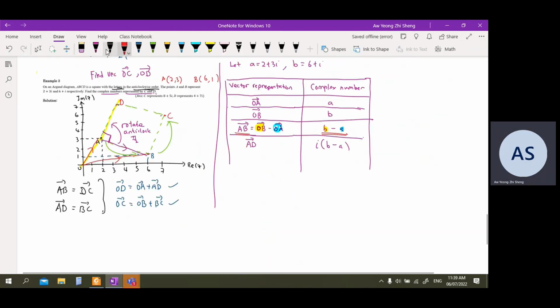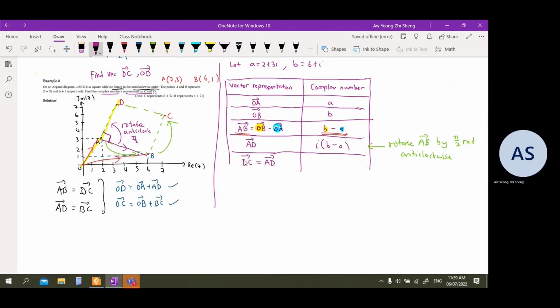Let me just comment at the side. This is actually rotating vector AB by pi over 2 radians anti-clockwise. We just need to multiply it by i using what we learned on page 17. Okay. Now, AD is the same as BC. So BC, since it is the same as AD, the complex number represented by BC must be the same complex number.